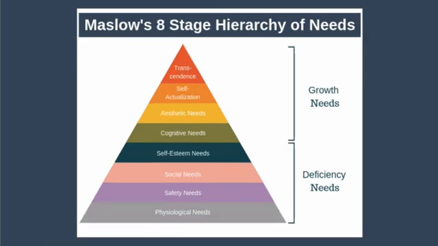So, the second update Maslow made again kept deficiency needs the same and added one final level to growth needs called transcendence. Now, transcendence is the very peak of the pyramid and refers to having our spiritual needs met. We become motivated by values that transcend beyond ourself.